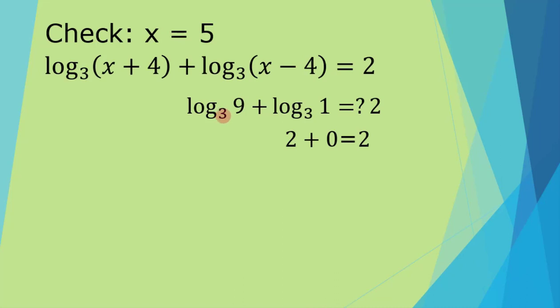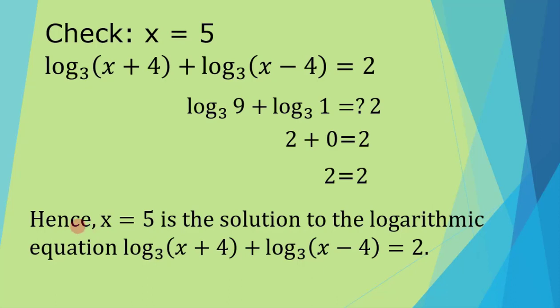What's the logarithm? Meaning, what are we going to raise to 3 to make it 9? So 3 squared is 9, or x here is 2. So we have the answer is 2. And here, what are we going to raise to the base 3 to make it 1? That is 3 raised to 0 equals 1. So 2 plus 0 is really equal to 2, or 2 equals itself. So then, hence, x equals 5 is the solution to the logarithmic equation given.